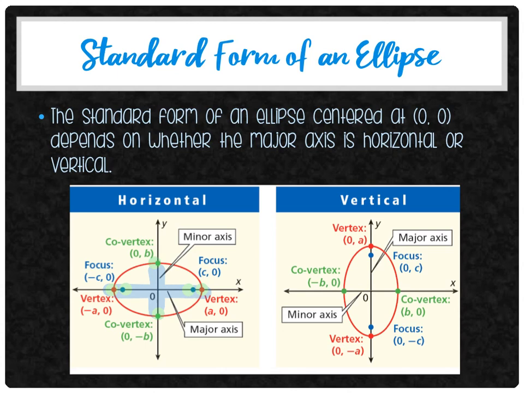If it's vertical, then it's taller than it is wide, and the foci and the vertices lie along the vertical axis, and the co-vertices lie along the horizontal, which is the minor axis. Again, the larger denominator determines which one it is. If the larger denominator is under the x, then it's horizontal. If the larger denominator is under the y, then it's vertical.